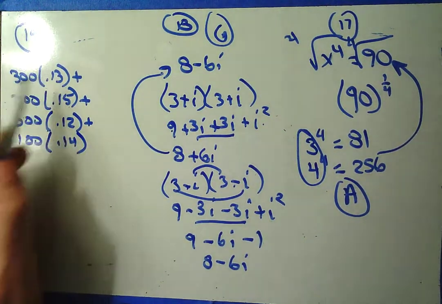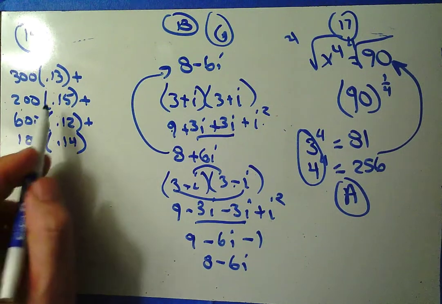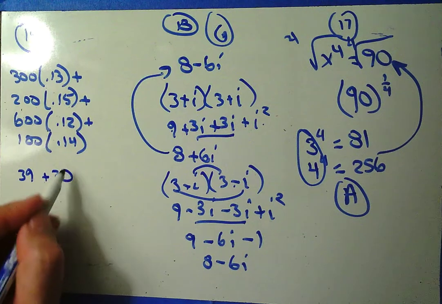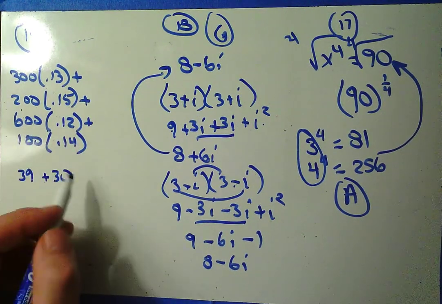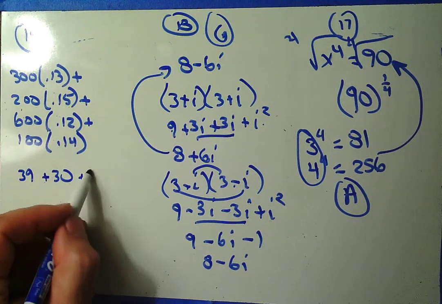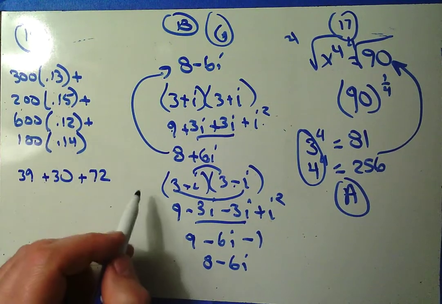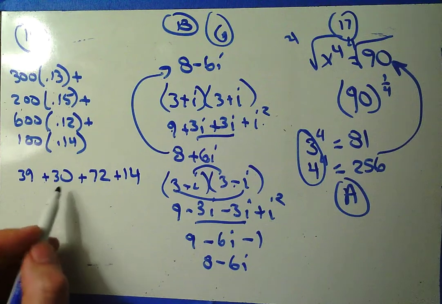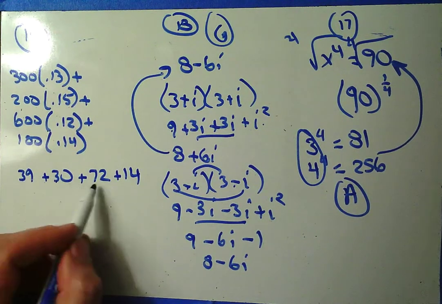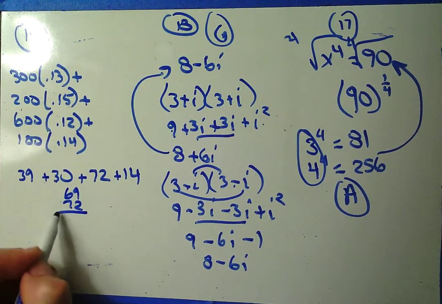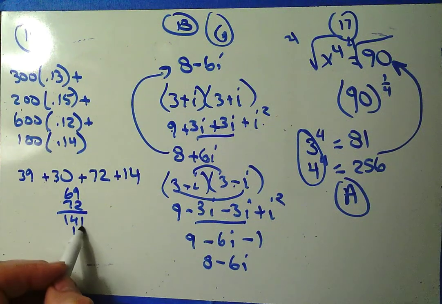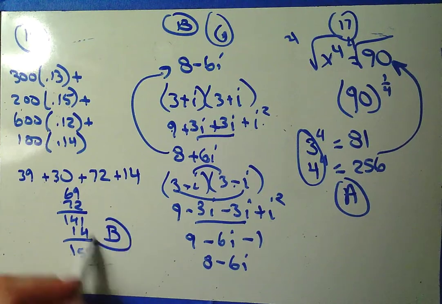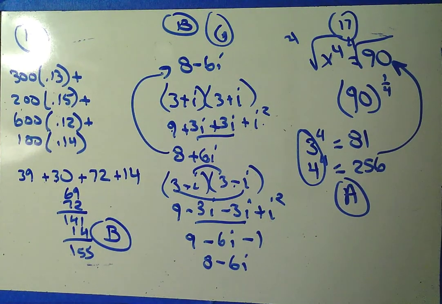And so 300 times 0.13 is 39. 200 times 15% is 30. 600 times 12% is 72. And 100 times 14% is 14. And when I add these numbers up, I get 69 plus 72 is 141 plus 14, or 155. So my choice here is B for 19.